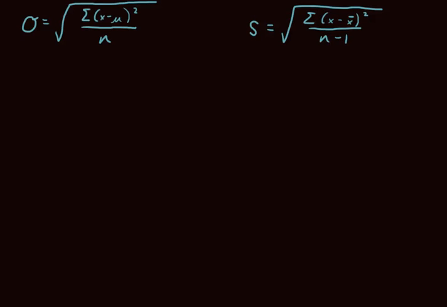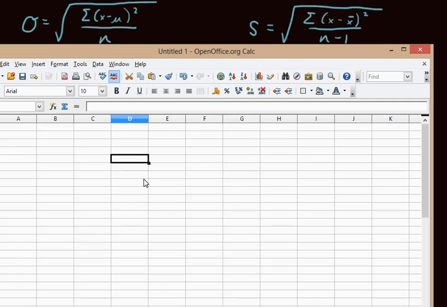In this video, I'm going to show you how to do standard deviation on OpenOffice. So in the last video, we took 5 numbers. They were, let me go ahead and type them in as I'm saying them. They were 7, 8, 8, 11, and 16.